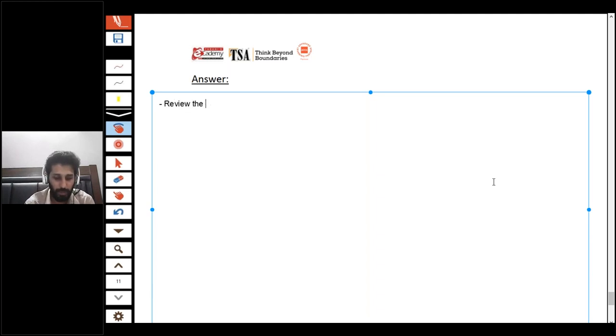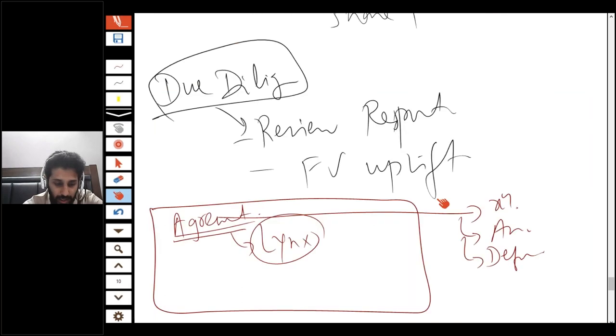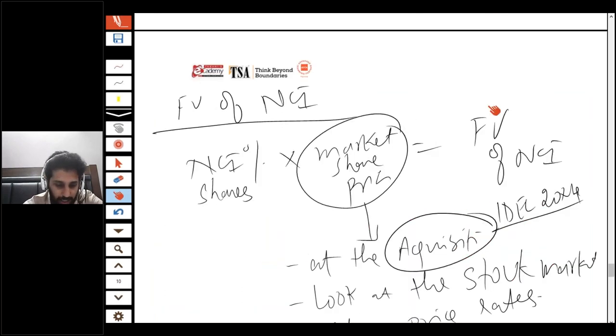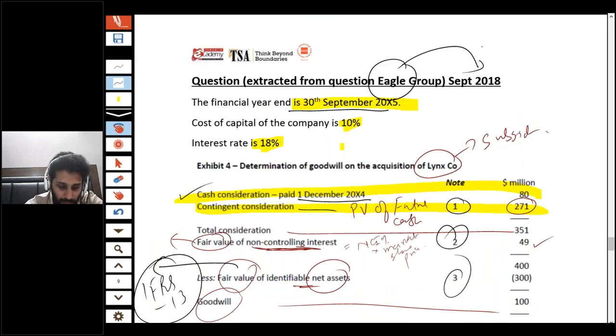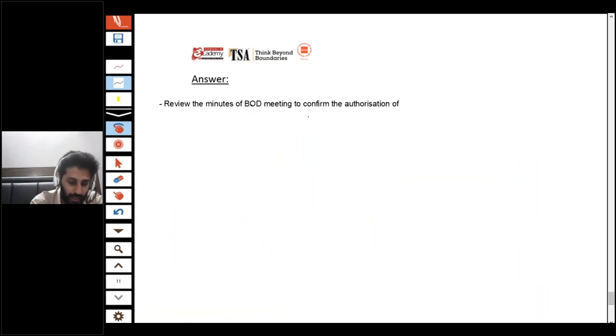First of all, review the minutes of BOD meeting to confirm the authorization of. It is basically 80% purchases. It's not actually mentioned here in the extracted information. I am making it simple for you. It's 80% and 20% NCI. 80% holding, right? It's 80% holding. So remember this thing.